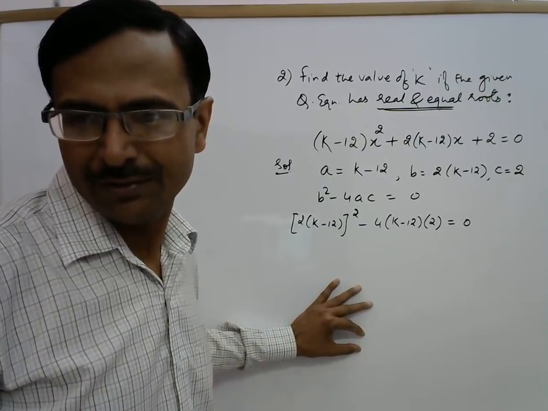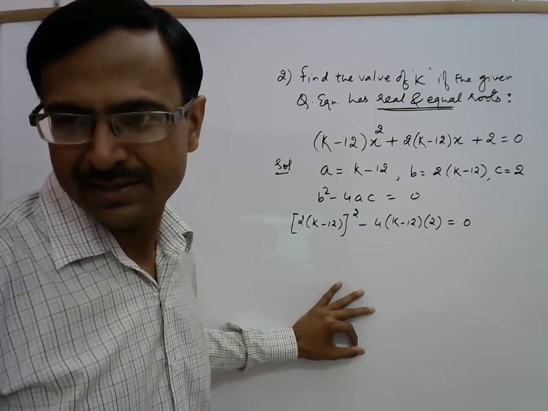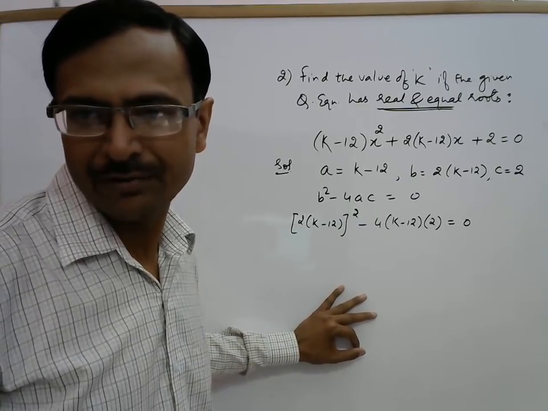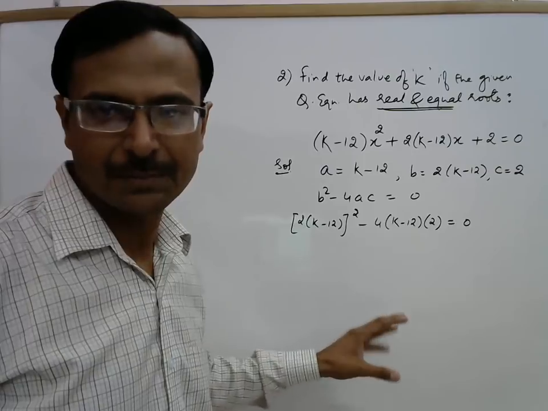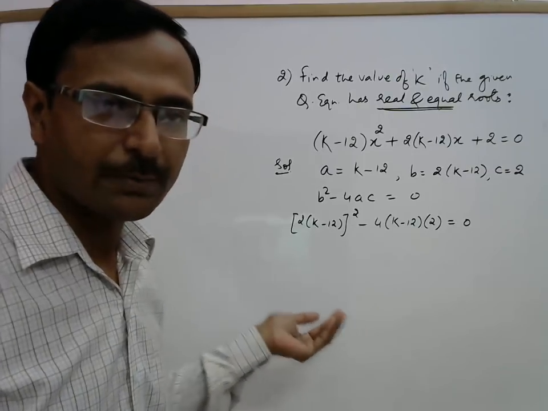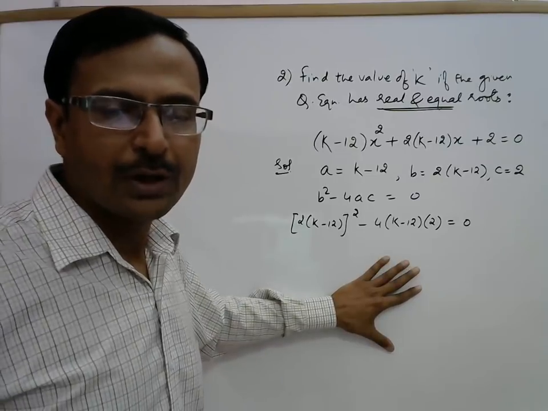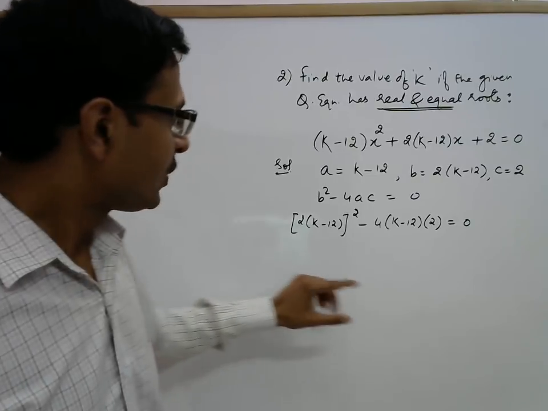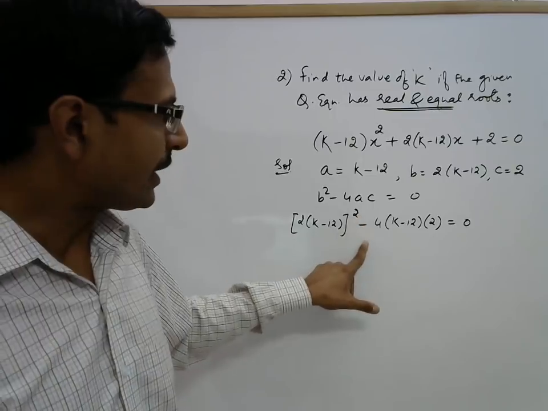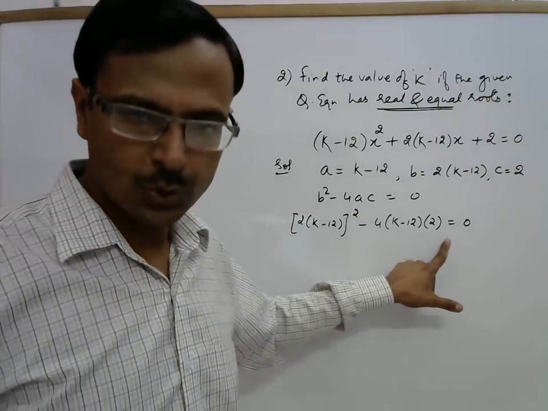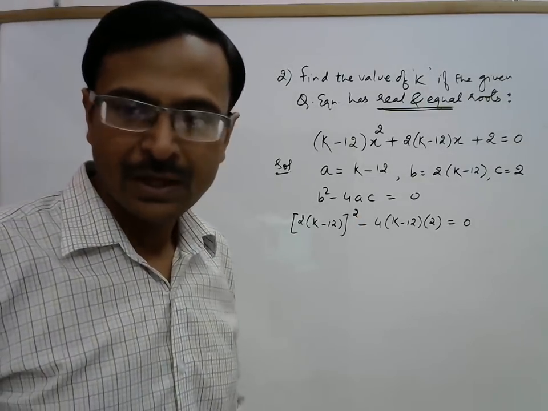Parveen, 12 and 6. So many of you are giving different answers now, but the answer is something else. Now see what mistake you have made after this step. I am sure most of you would have gone the same way which I am telling you. So [2(k minus 12)] whole square minus 4 into (k minus 12) into 2. This is b square minus 4ac.